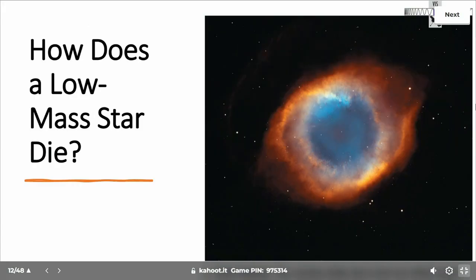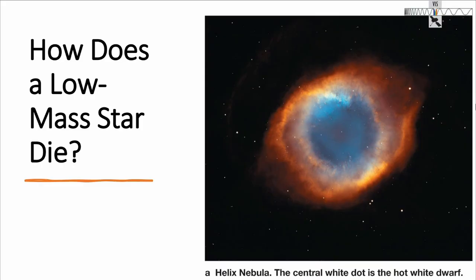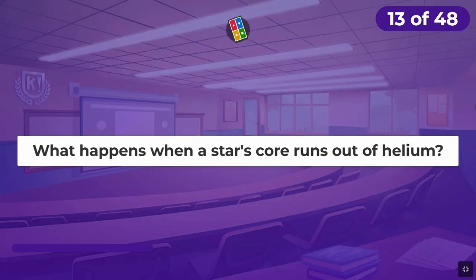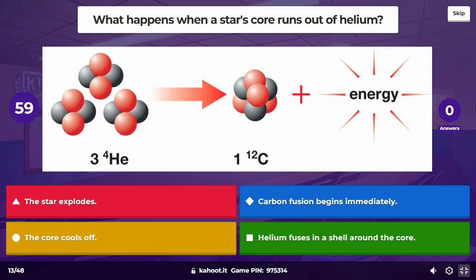And so what happens when a low mass star reaches the end of its life cycle? So again, we'll cover this in a moment, but let's see what kind of hypothesis or theory you can come up with.